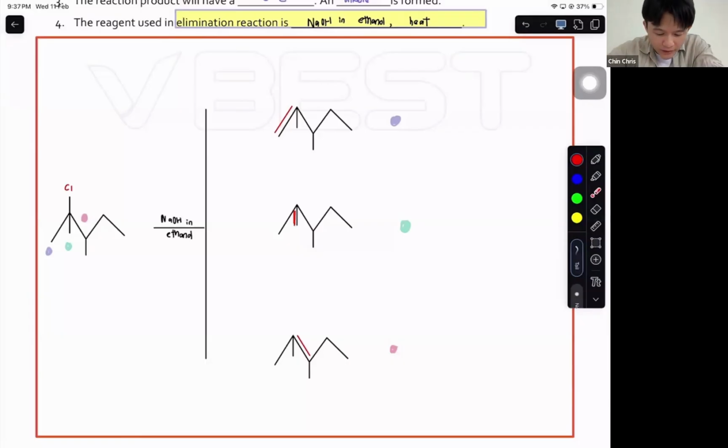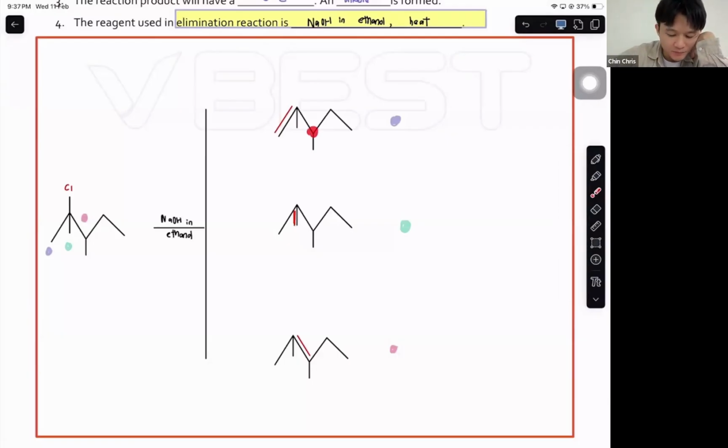There is no optical isomer. Hey, there is optical isomer. I just realized. Thank you. Oh my god. Thanks, boy. There is optical isomer. This is a chiral center. This is also a chiral center. So yes, there is optical isomer.